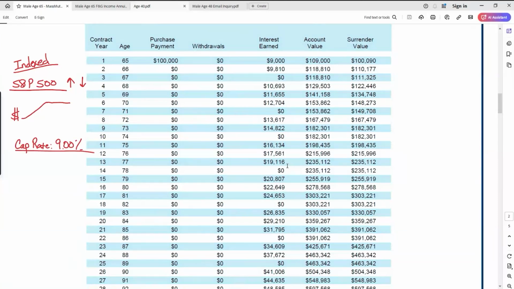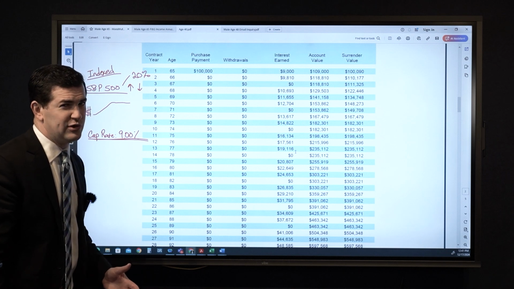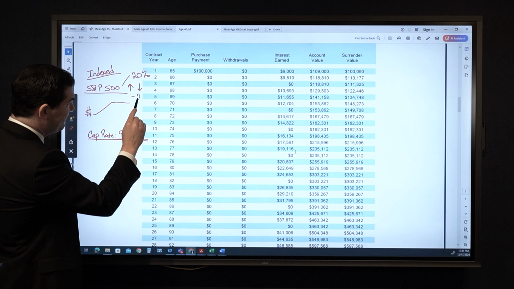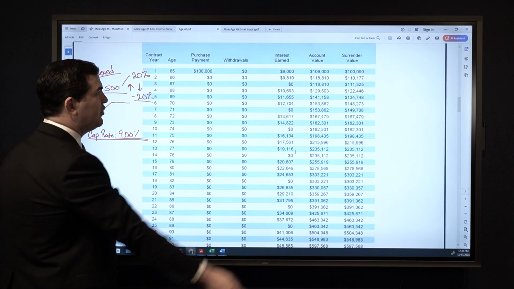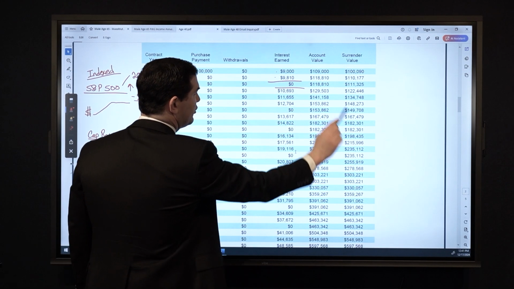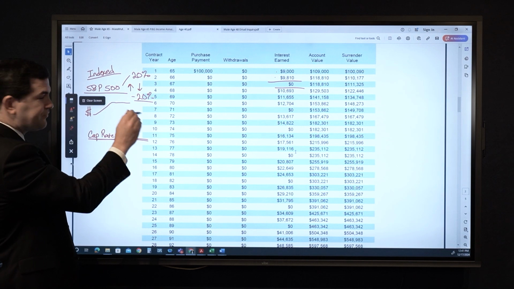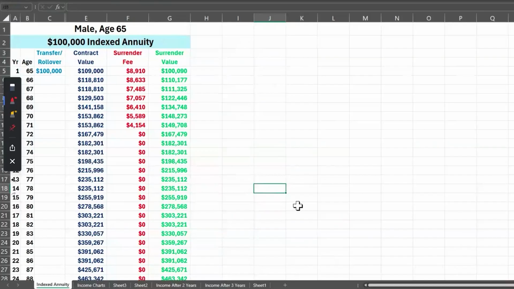Now, this particular annuity has what is called a cap rate of 9%. What that means is if the S&P produces 20% one year, you are capped at 9%. So it's the most you can ever earn. That can be considered a drawback to some. However, on the upside is if the market produces negative 20%, what happens to your money? It's safe. So you can see the up years that occur here. First two, market went up. Third year, market went down, but he didn't lose any money. Make sense?